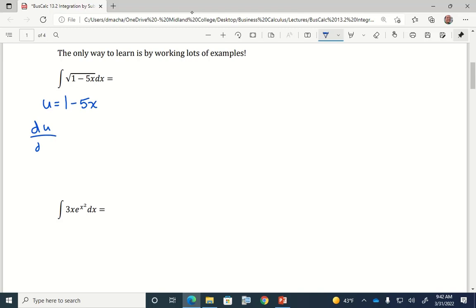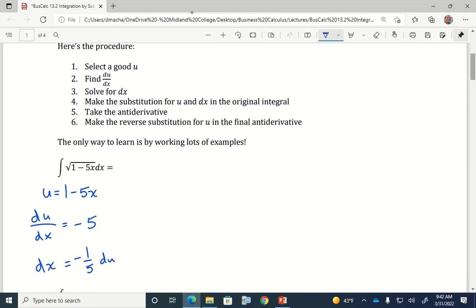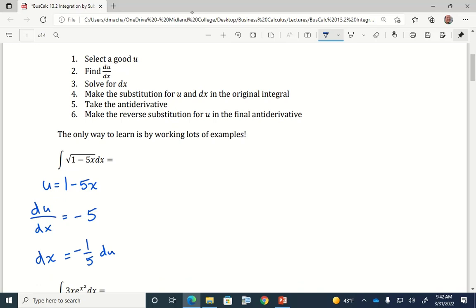My step 2 is to take the derivative of u with respect to x. So what is the derivative of u with respect to x now? -5. Perfect, -5. Now I want to rearrange this to solve for dx. So I'm going to multiply both sides times dx, and then I'm going to divide both sides by -5. When I do that, I get that dx is -1/5 times du. So that brings us through steps 1, 2, and 3. Step 1 was choosing u equals 1 minus 5x. Step 2 was finding that du/dx was -5. And step 3 was finding out that dx is equal to -1/5 du.